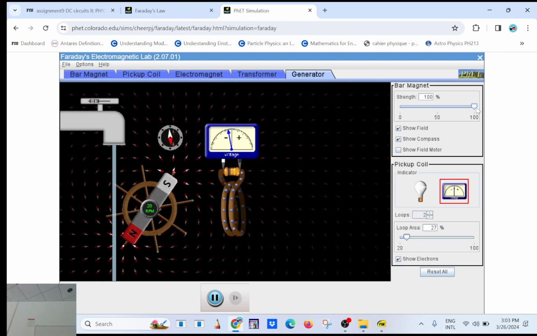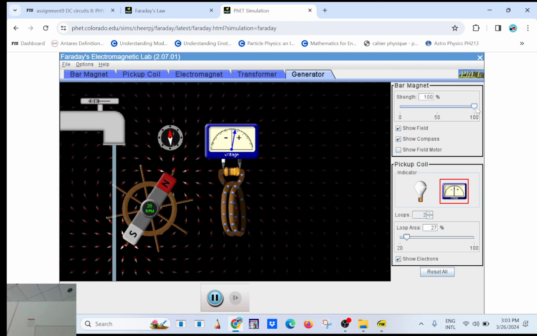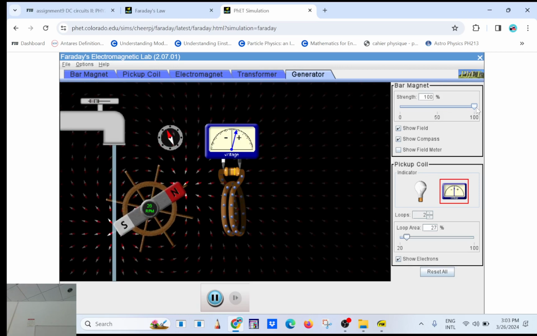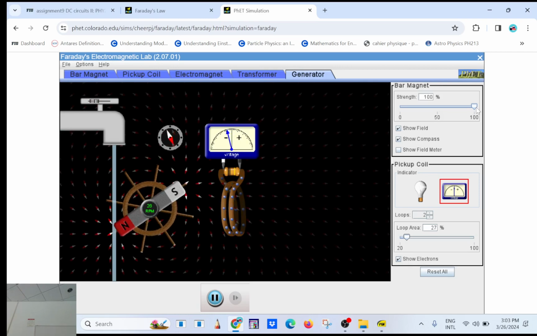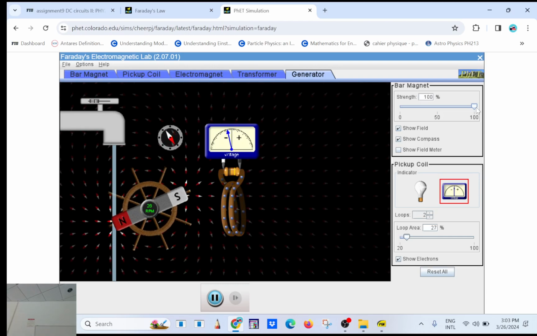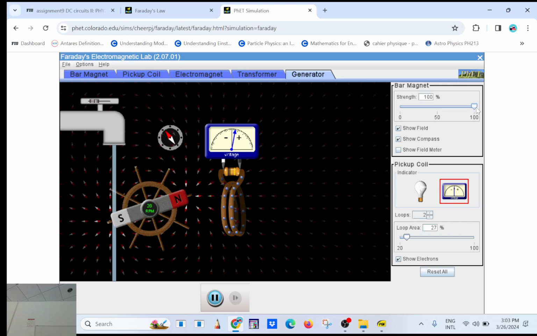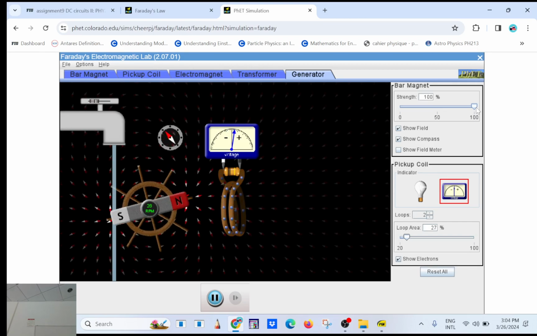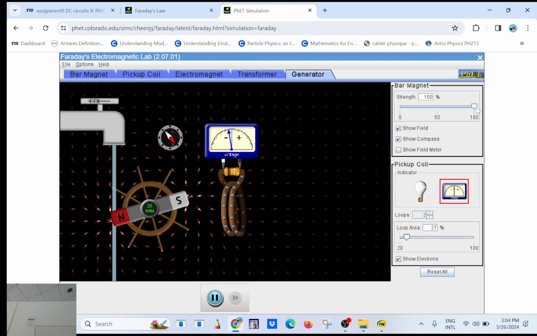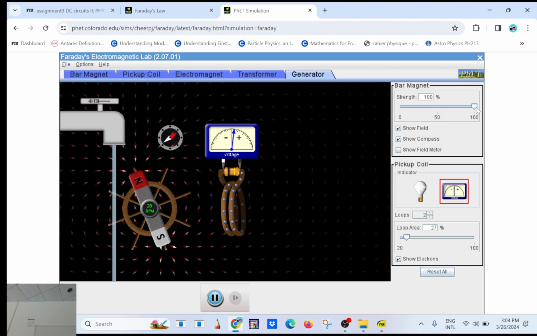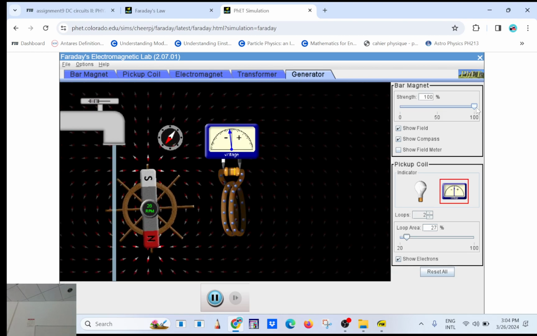Except my crank generator doesn't work. No, it doesn't want to work. Well, if it doesn't work, it's okay. Oh yeah, I see. Can you see it? You see it? Okay.